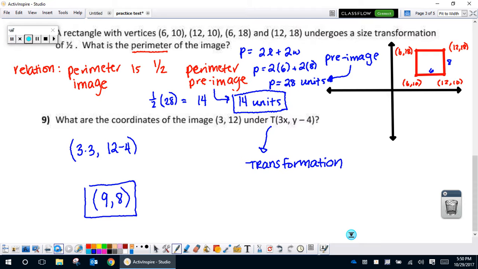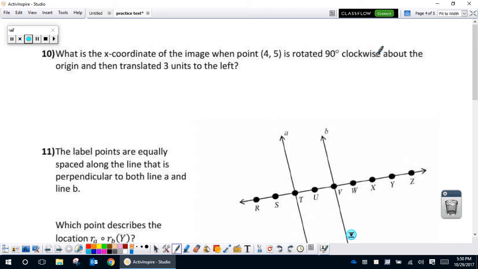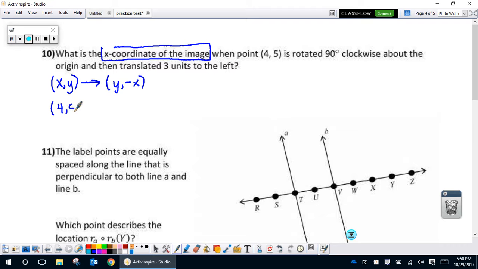Alright, last page. Number 10, what's the x-coordinate of the image when the point is rotated 90 degrees clockwise and then translated 3 units to the right? Alright, so let's first take our point x, y and apply the rules of 90 degrees clockwise. Again, these should be on your calendar. Alright, so if we start at 4, 5, we're going to end at 5, negative 4.